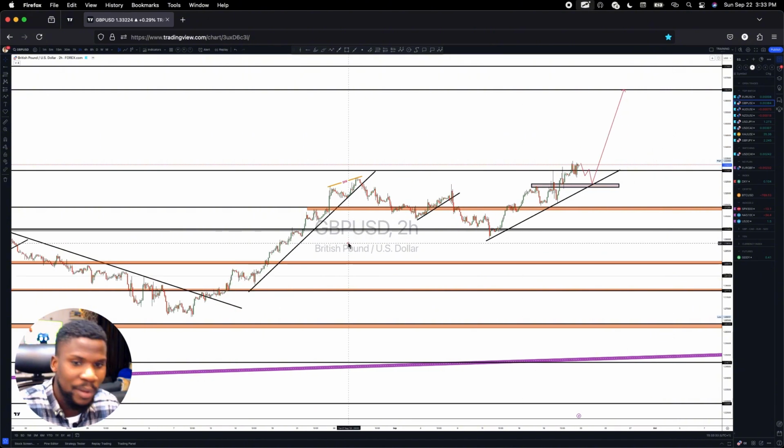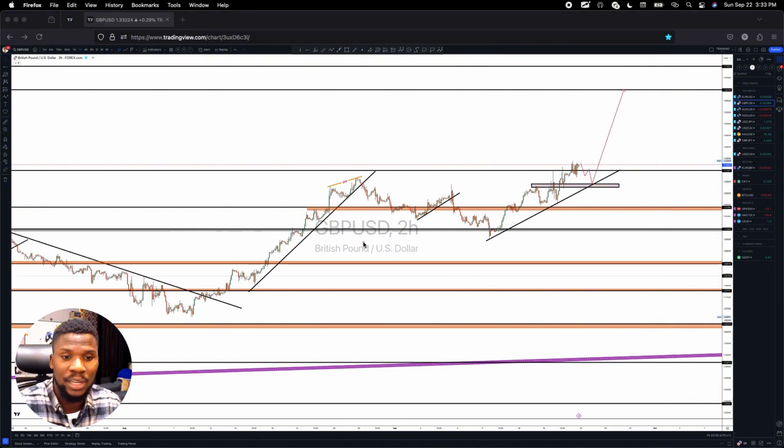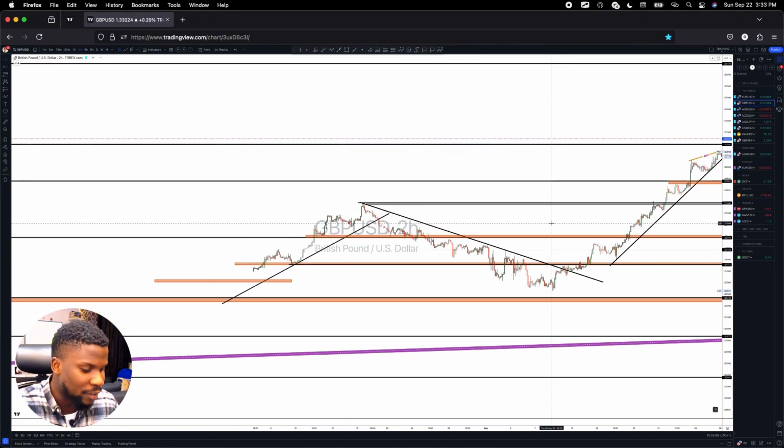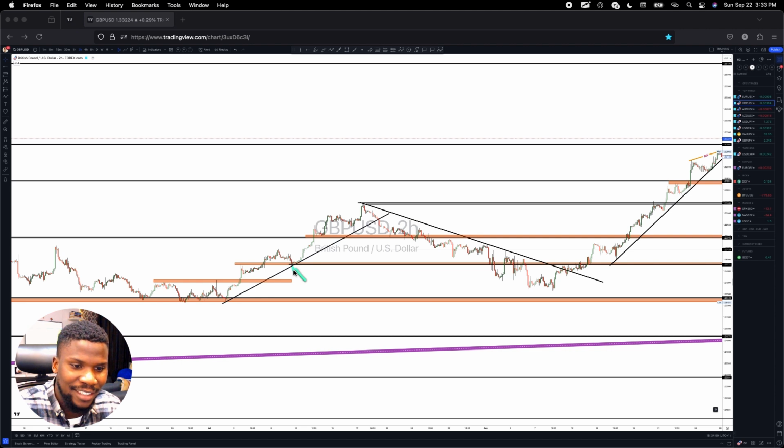Although I am very familiar with the whole show when it comes to pound dollar, I'm very familiar with the move because you can see right here we could hardly see a decent pullback. The same thing happened right here. We hardly see a very decent pullback. It was glued to the trend line. The same thing happened right here. I'm going somewhere with this. And lastly, the same thing happened here.